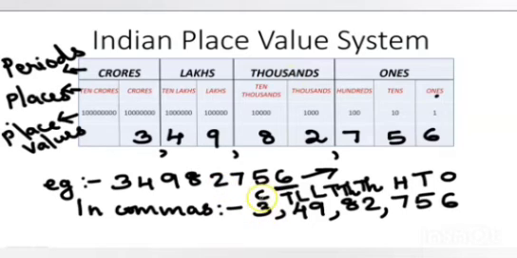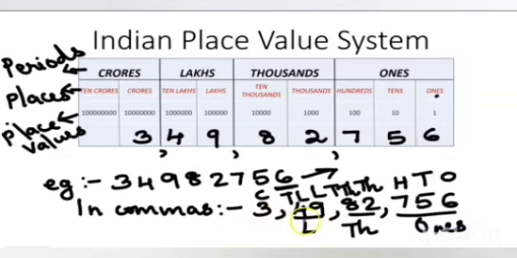So this number can be read as 3 crores, then 49 belongs to lakhs, 82 belongs to thousands, and 756 belongs to the same period, the ones period, so it is read as 756. So this is read as 3 crore 49 lakhs 82,756. Also, you have to note one more thing: while writing the number name, you don't have to mention the ones period. That is, you don't have to write "ones" when you write a number name.